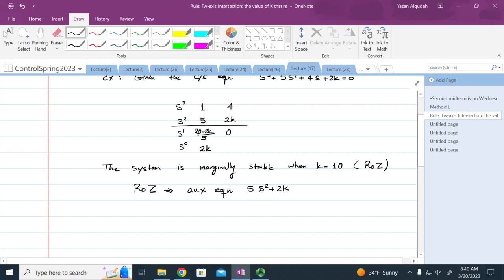Remember that? When we have a row of zeros, then we know this is a factor of the polynomial. So since k is equal to 10, this is going to equal 5s squared plus 20. If I find the roots of this, s squared is equal to negative 4, and therefore s is equal to plus or minus j multiplied by 2. So for this system, when k is equal to 10, the roots are going to be intersecting with the j omega axis.